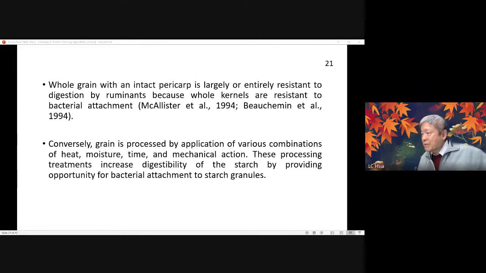Anything that increases the surface area will increase the digestibility. But there is one exception. Until now, I will ask Aswah: what is the particle size of the grass?